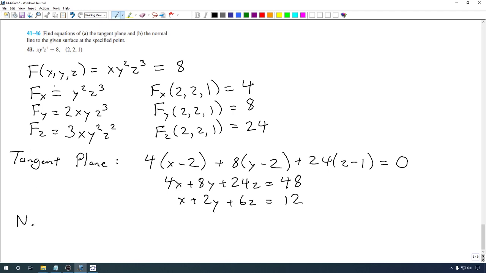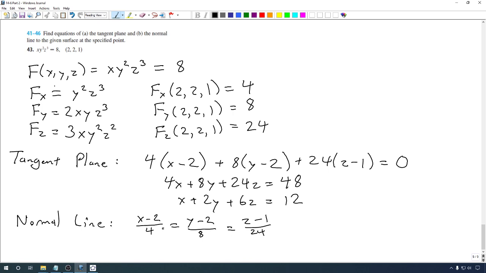Our normal line, and we're just going to keep using the symmetric equations that the book is using. Not really my preferred way of writing it, but that's the way the book does it, so I'm going to keep it. But remember, we take x minus our x value over our derivative with respect to x. That's equal to the same thing with y, so y minus 2 over 8. And then for z, we have z minus 1 over 24.